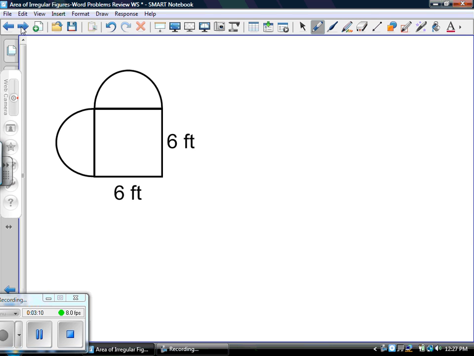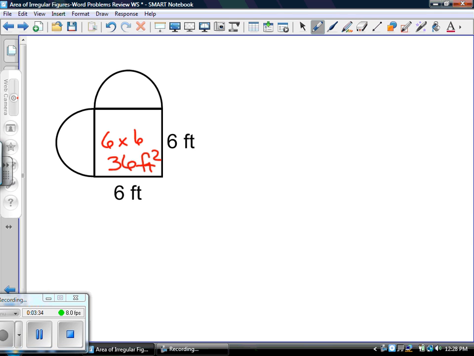So first thing, because it's probably the easiest piece to work with, is that square. The area for a square is just like a rectangle, but since the sides are equal, you'll see on your reference sheet, if you're using the reference sheet from class, side squared. So that tells me that it's 6 times 6, or 36 feet squared for this part right here. Then, now we have to deal with those half circles.